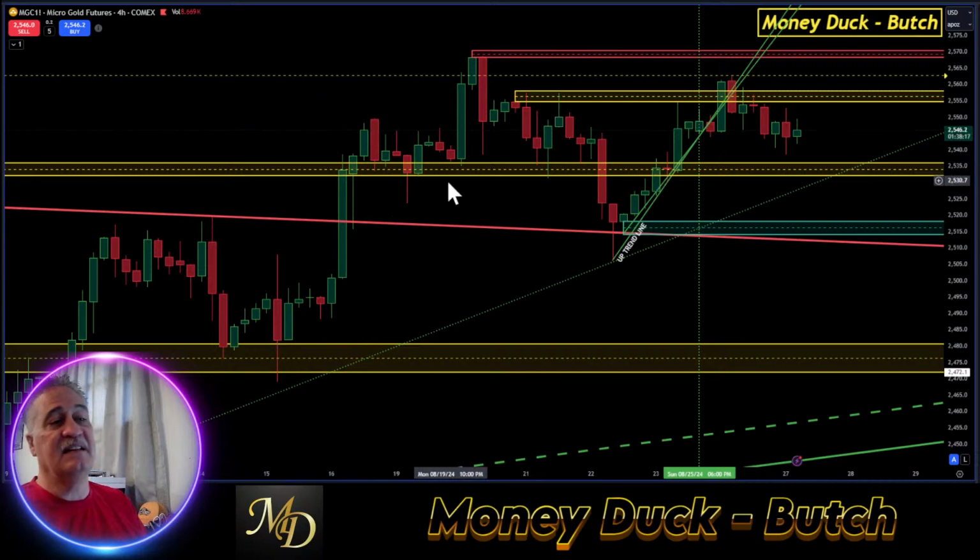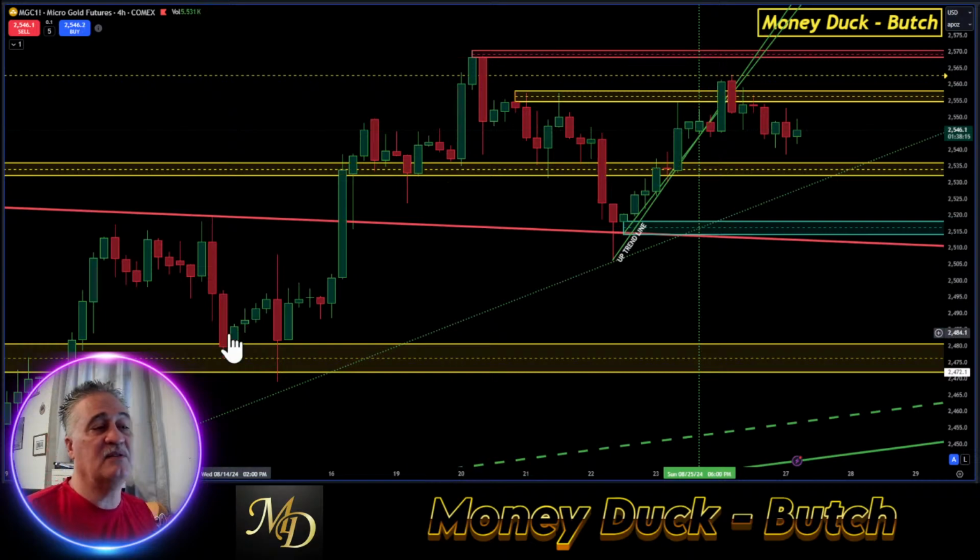So that's a test and a retest over here on a 4-hour time frame. Test and a retest of that zone, and that zone held up as support. We look for these to hold up as support and resistance. So it held up as support, and then it went to the other zone.